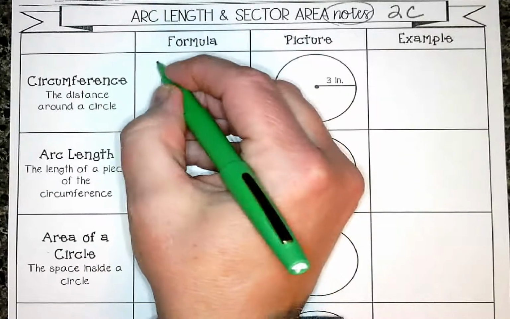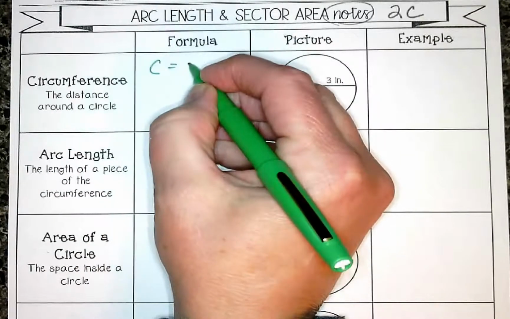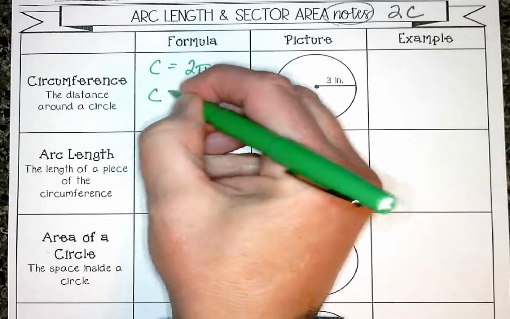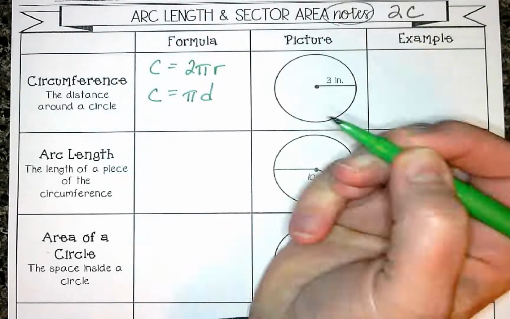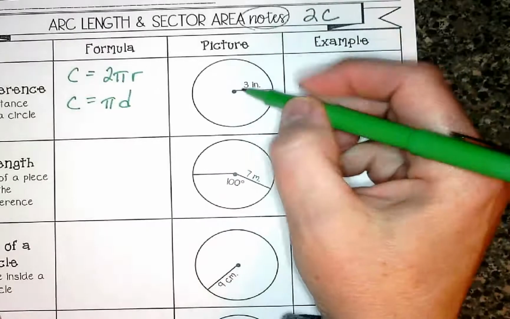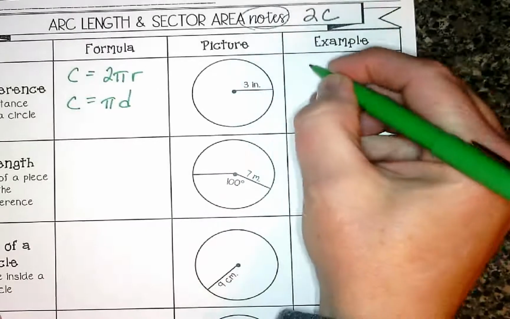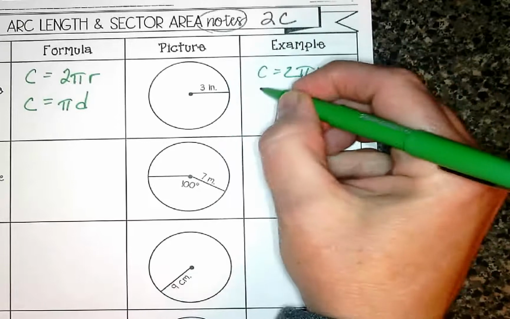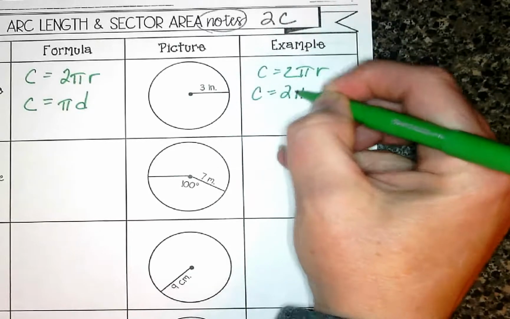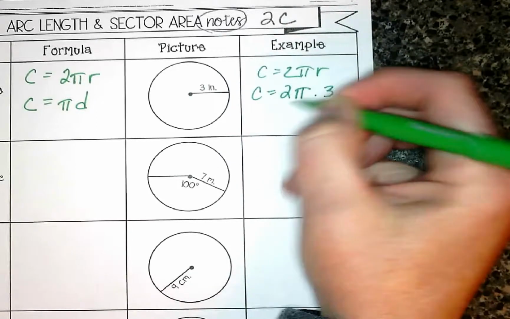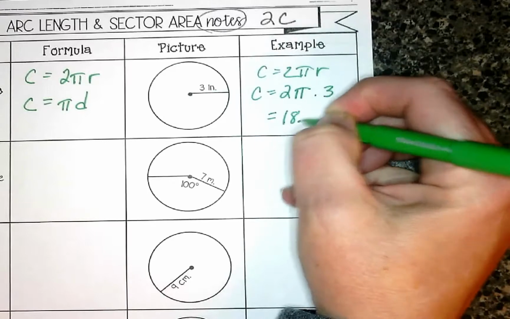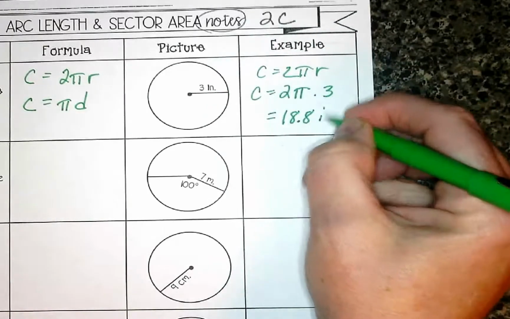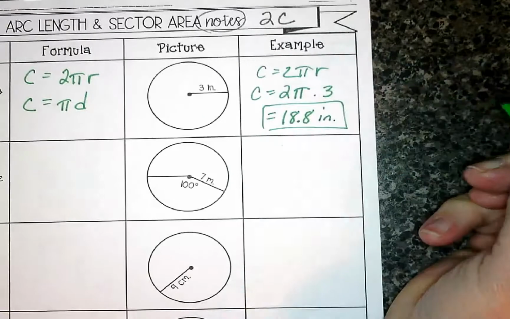We found out in the last lesson that the formula for circumference could be 2 pi r, or circumference could be pi d. Okay, so if I come over here and I know the radius is 3, I'm going to use the circumference formula that has the radius. So circumference equals 2 times pi times 3, and when I multiply those together, I get 18.8, and this is inches. Circumference is in inches.